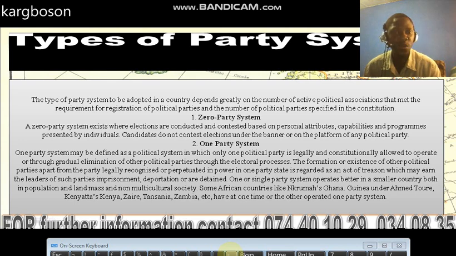As we said, there are constitutions in Africa before now that made provisions for a one-party system. So it means you do not expect many political parties. You only have one. There are those that made provision for a two-party system. There are those that made provision for a multi-party system, for many political parties. So therefore, the first type of party system we have is the zero party system.